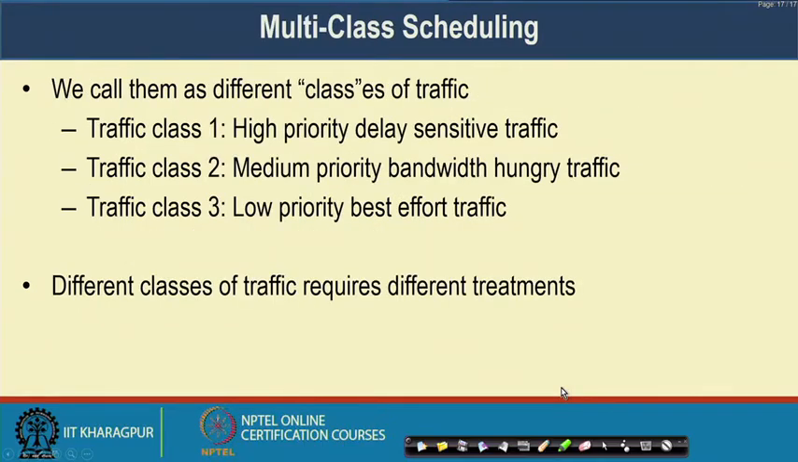Now, in case of scheduling, whenever you have these different classes of traffic, we have multiple traffic classes. Say traffic class 1 denotes the high priority delay sensitive traffic, traffic class 2 denotes the medium priority bandwidth hungry traffic, and traffic class 3 denotes the low priority best effort traffic. These different classes of traffic require different treatments, so what we go for is called multi-class scheduling. Multi-class scheduling ensures that different traffic classes are treated differently, and your scheduling algorithm provides specific services to the corresponding service class.